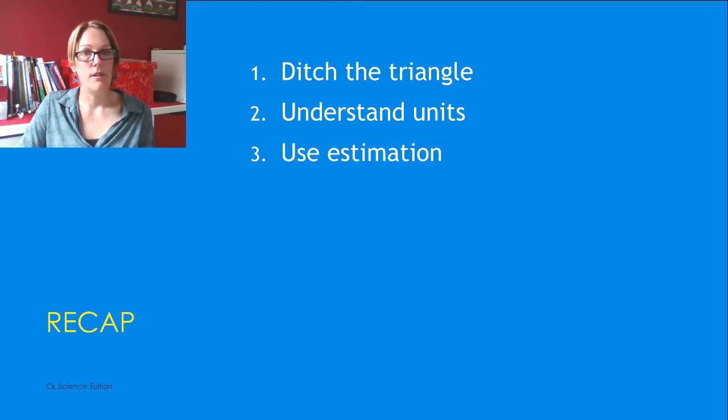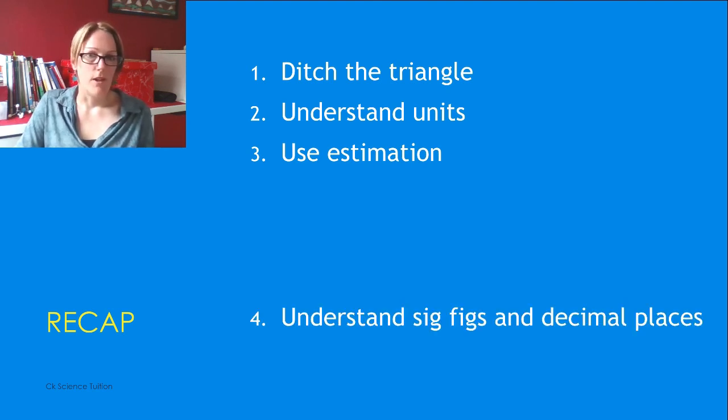Using estimation, just really get some ideas. Have a practice next time in your lab. Think, how much does that beaker hold? How much does that hold? How many moles would be in this? Do little calculations as you're going through.